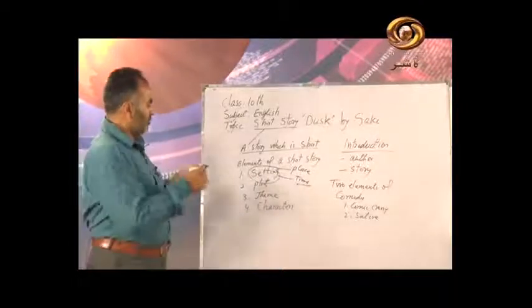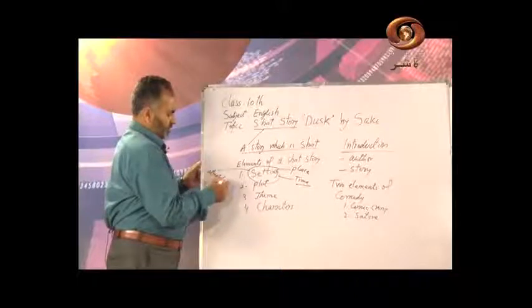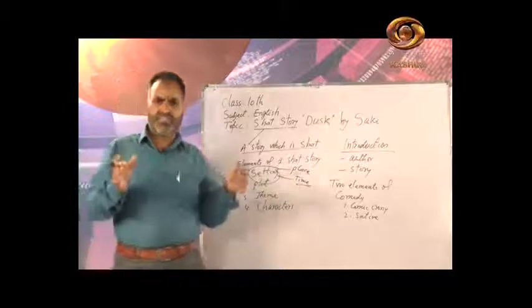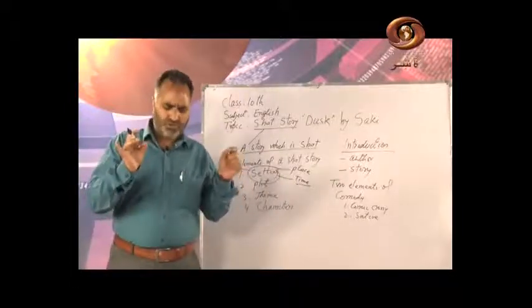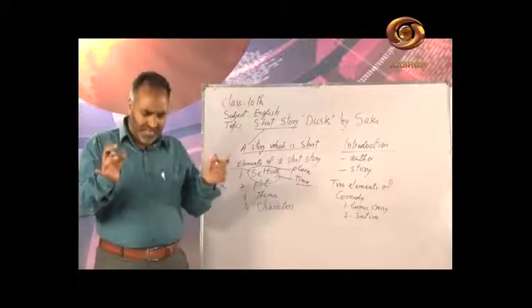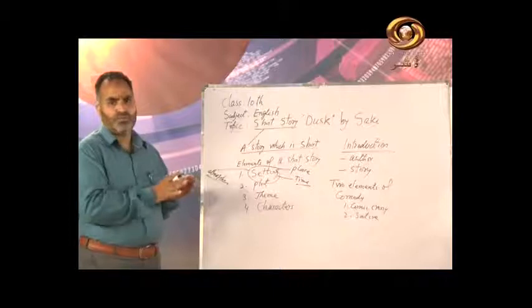And also, you have got in a short story what we call atmosphere. You come to know about what sort of atmosphere is there. For example, it will be rainy, it will be snowy, the storm will be there, there will be darkness, there will be light. So, this is an atmosphere that adds to the setting of a story, where the story is taking place.